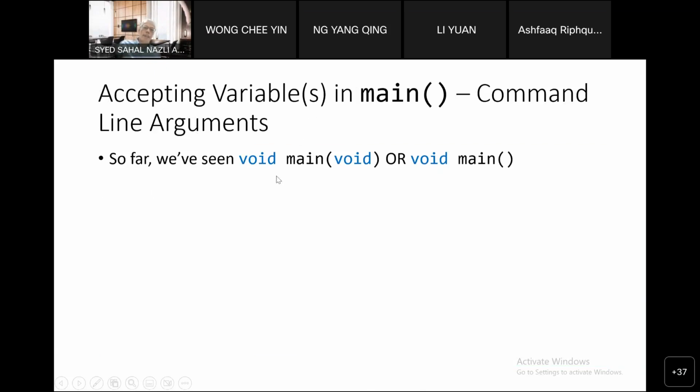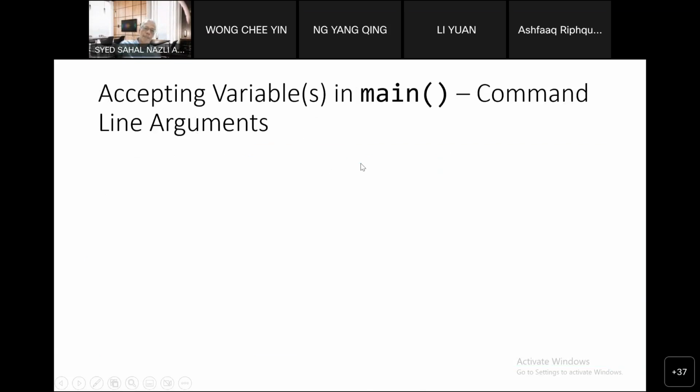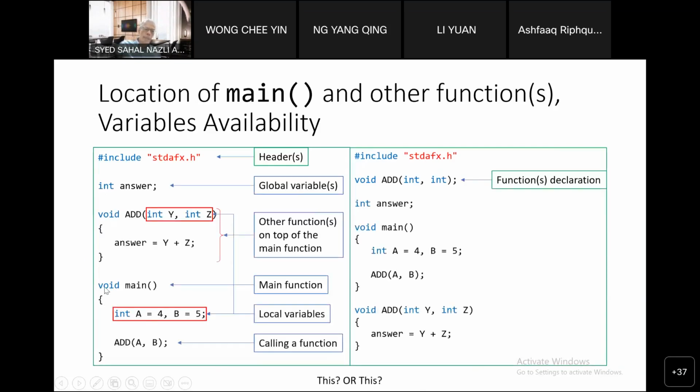So far, this is where in the examples you have the main program void and you don't have any argument in the main program.